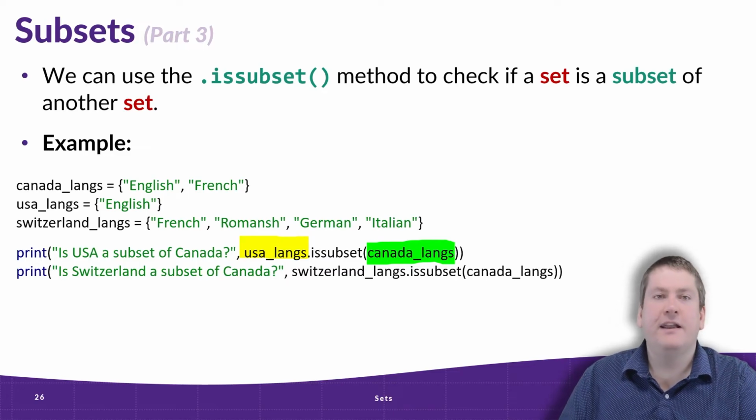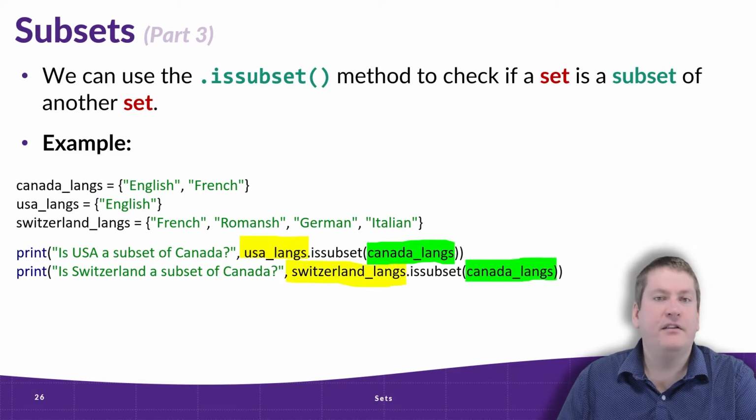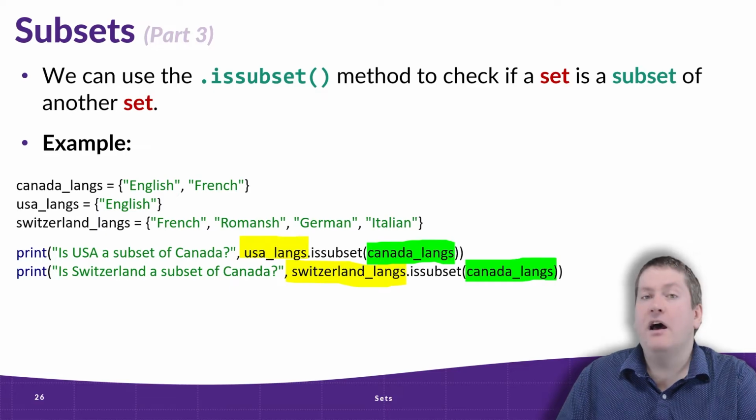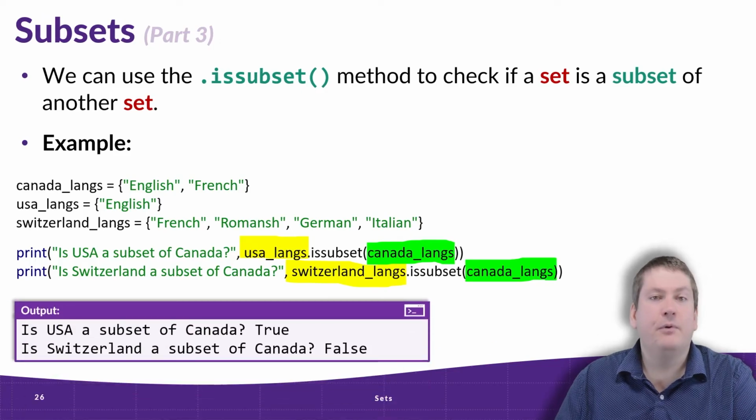English is also in the Canadian set, and all the elements in the USA set are also in the Canadian set. So this should return true. The next line is doing a similar thing, but with Switzerland and Canada. So it's checking, is Switzerland set a subset of the Canada set? This one should return false because all of the languages in the Switzerland set are not contained in the Canada set. And if we run it, we would see that this is indeed what happened.